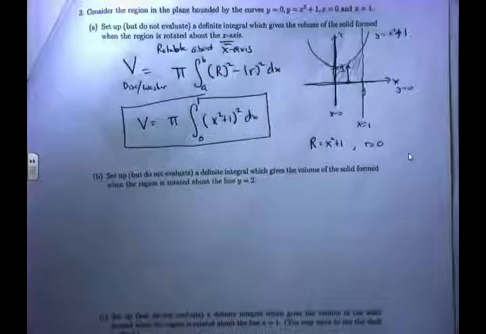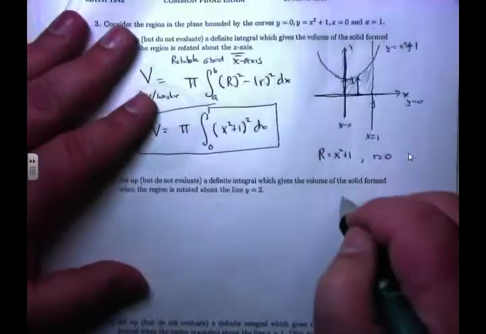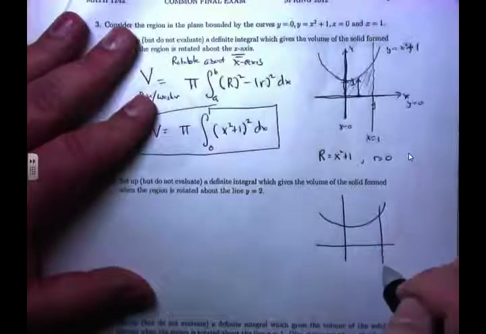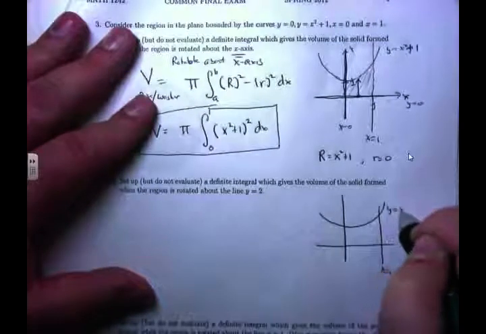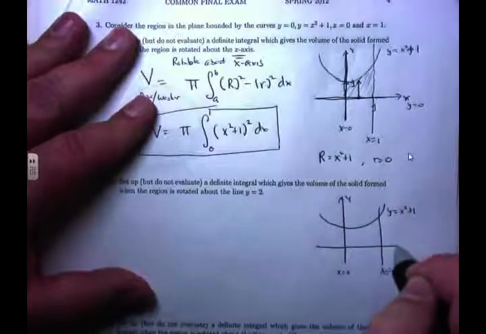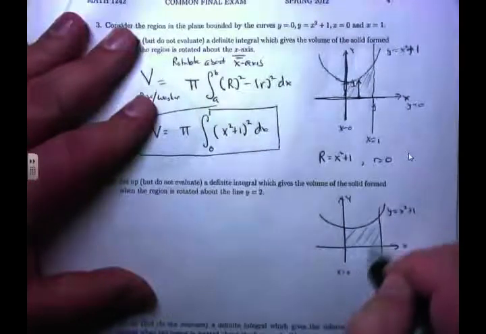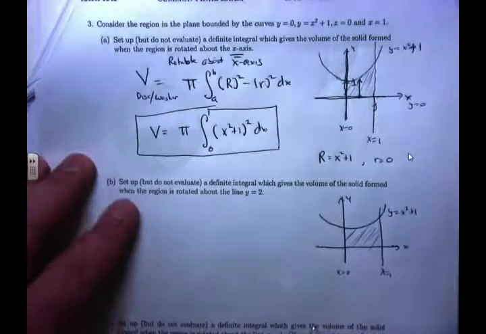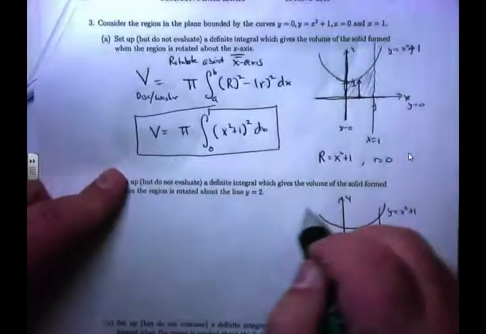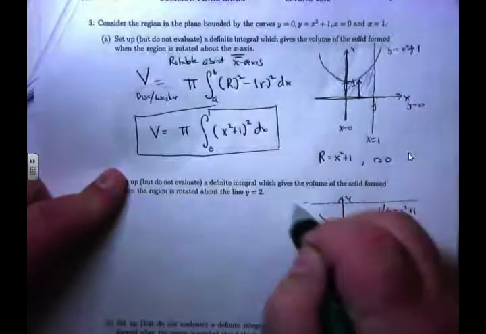Set up but do not evaluate the integral which gives the volume of a solid formed when the region is rotated about the line y equals 2. So it's still my same region right here. I've got a parabola, y equals x squared plus 1, x equals 1, x equals 0 which is the y-axis, and y equals 0 which is the x-axis, right here. But this time I'm rotating around the line y equals 2. Y equals 2 is up here.